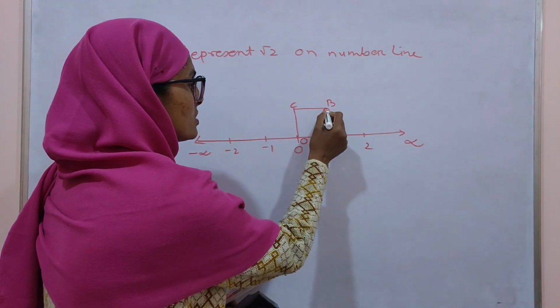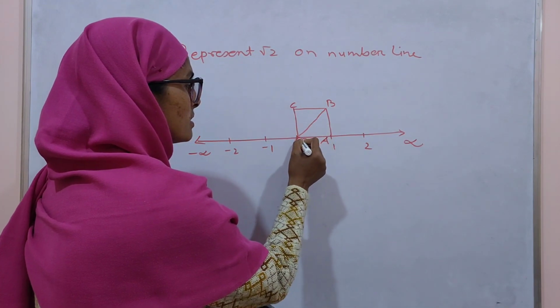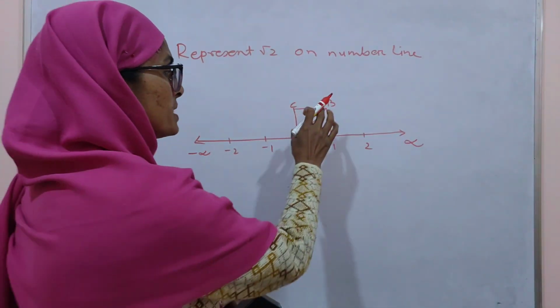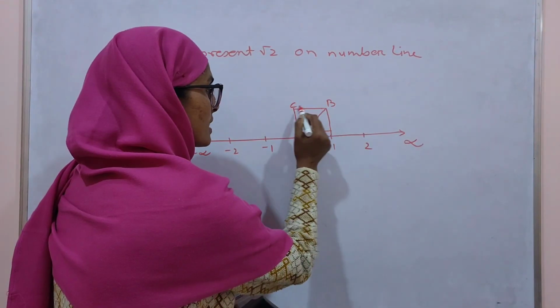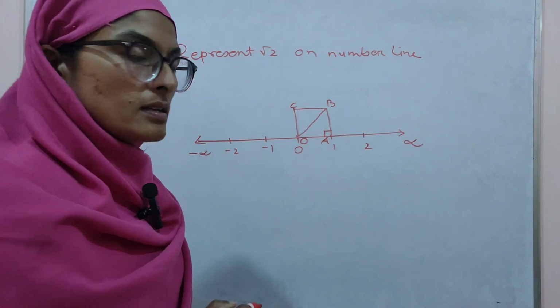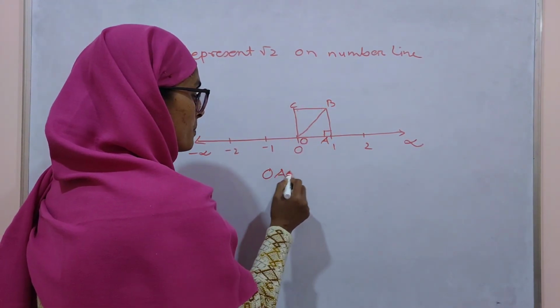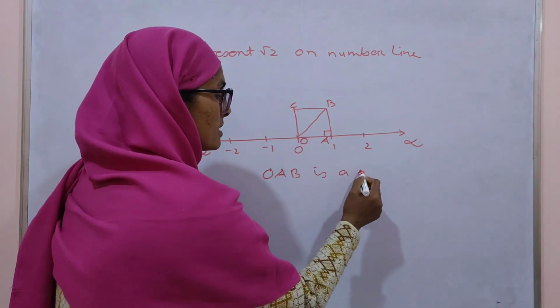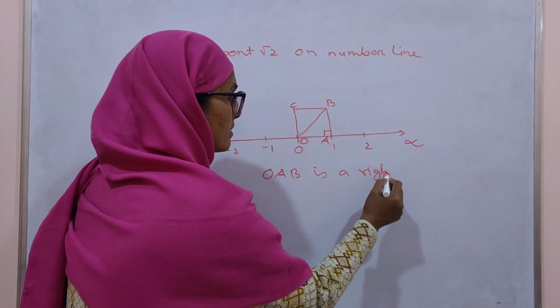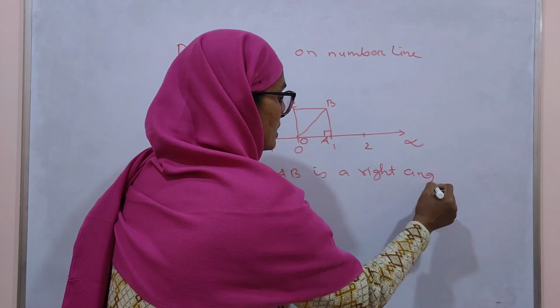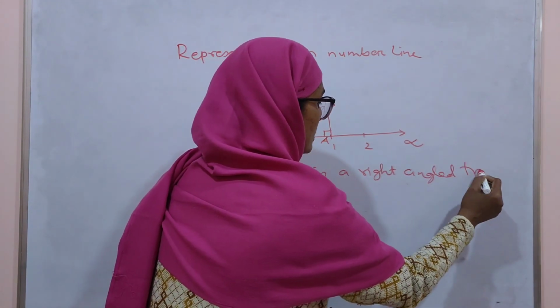Now join the diagonal. OB is the diagonal. Each angle of a square is 90 degrees, so OAB is a right angle triangle.